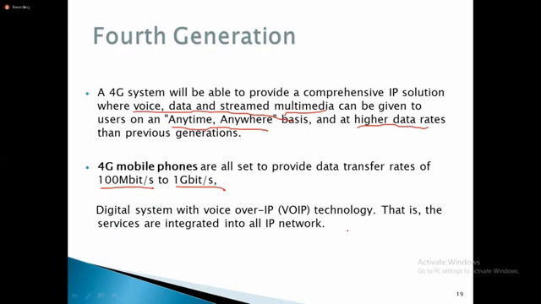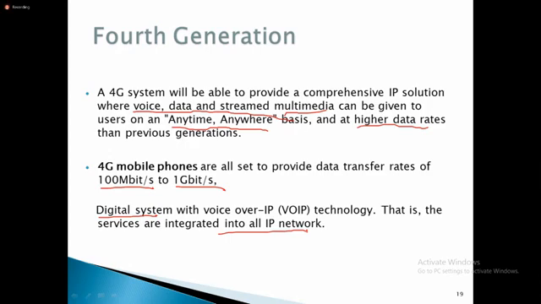Then digital system and voice over IP, VoIP technology. The system is completely digital, and we use voice over IP. Now we send voice also not using circuit switching. Unlike in 4G, in 3G we had circuit switching for voice and packet switching for data, right? In 4G we send voice also through the IP network, via packets. Voice is transmitted as packets in 4G, right? The services are integrated into an all-IP network, the NGN, next generation network, where everything is IP based now.